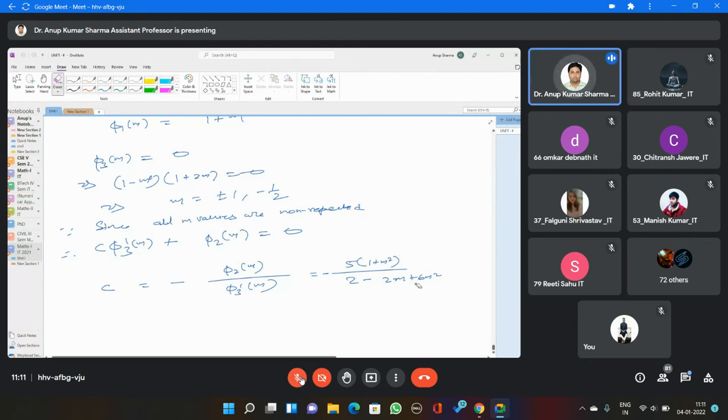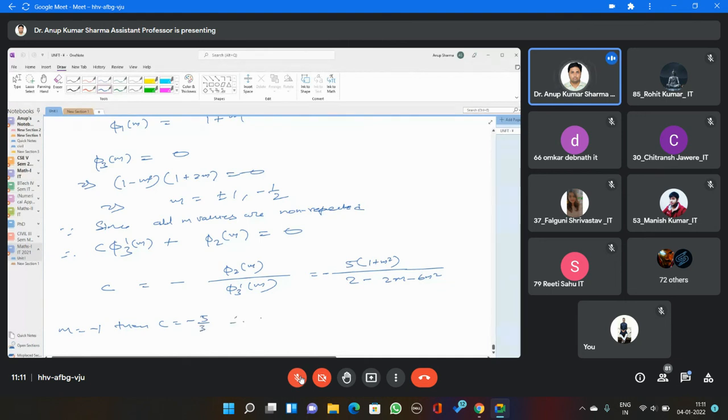Okay, 2 minus 2m plus 6m square. So minus 6m square. This is the C value. Now you take m is equal to minus 1. Then C is equal to, you are getting, minus 5 by 3.